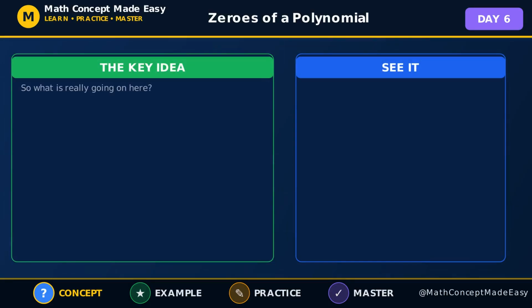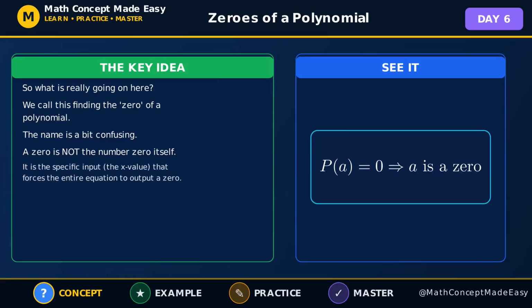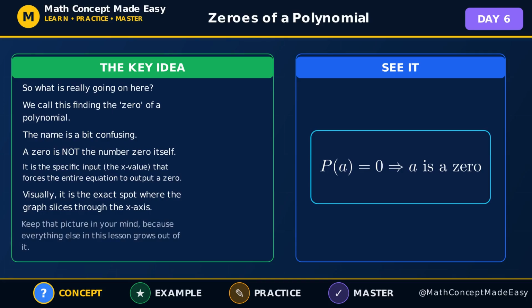So what is really going on here? We call this finding the zero of a polynomial. The name is a bit confusing. A zero is not the number 0 itself. It is the specific input, the x value, that forces the entire equation to output a 0. Visually, it is the exact spot where the graph slices through the x-axis. Keep that picture in your mind, because everything else in this lesson grows out of it.